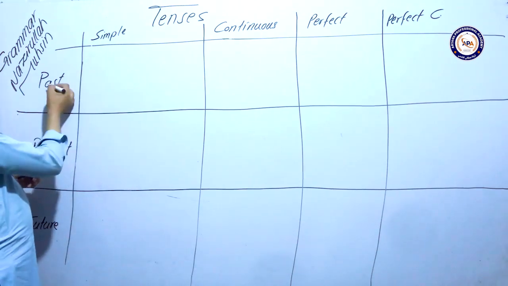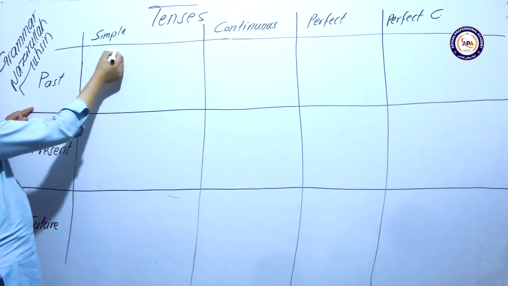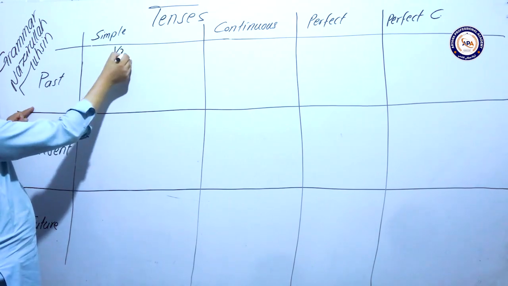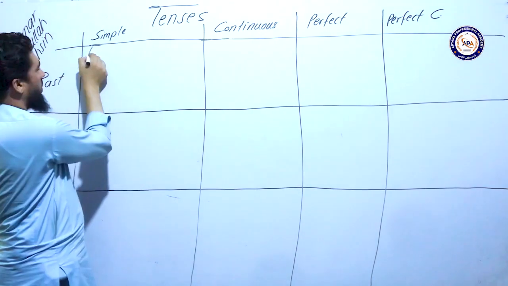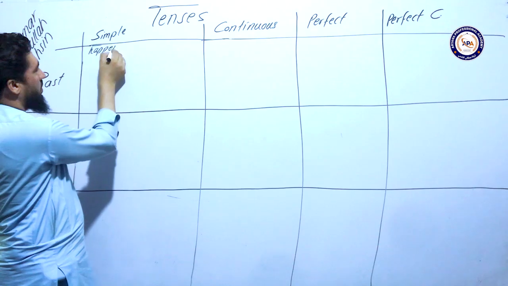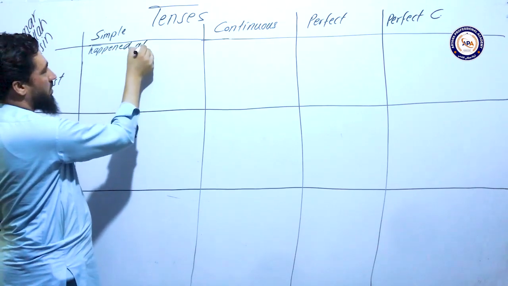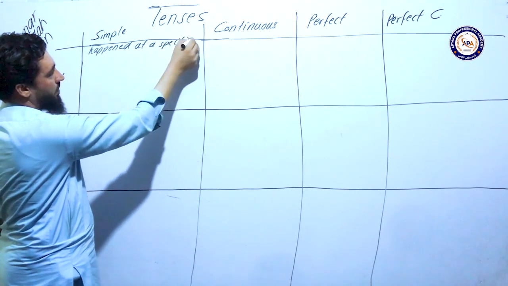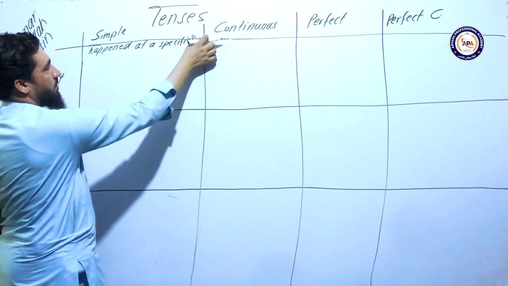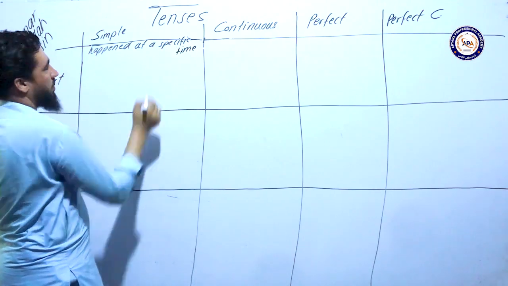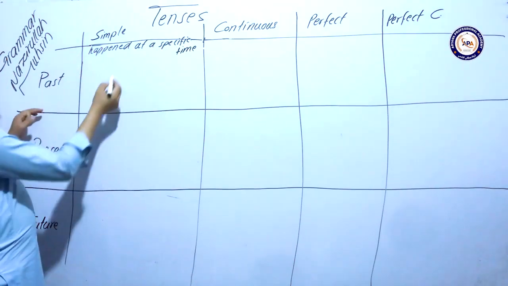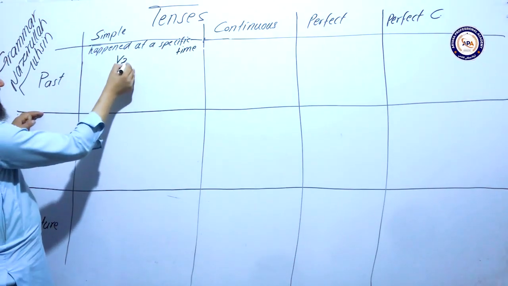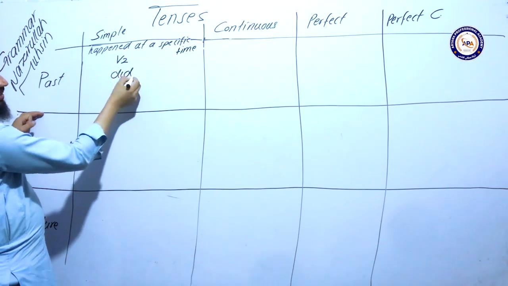When it comes to past simple, it shows an action that happened at a specific time. In past simple, we use the second form of verb. The auxiliary verb is did.